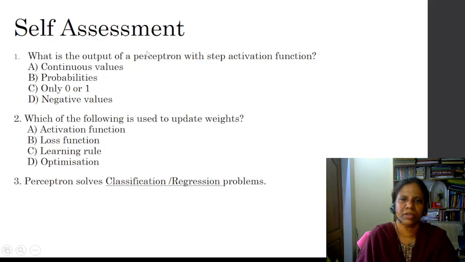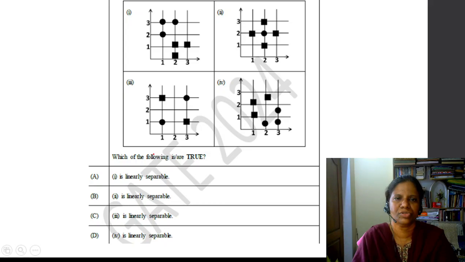What is the output of a perceptron with the step activation function? What did we get with the step activation function? Continuous values? No. Probabilities? No. Only 0 or 1. We got either 0 or 1 as output of the step activation function. So this is the right answer. Which of the following is used to update weights? So to update weights, it is not activation function, it is not loss function, it is learning rule. Perceptron solves what kind of problems? It solves classification problems. So very simple questions.